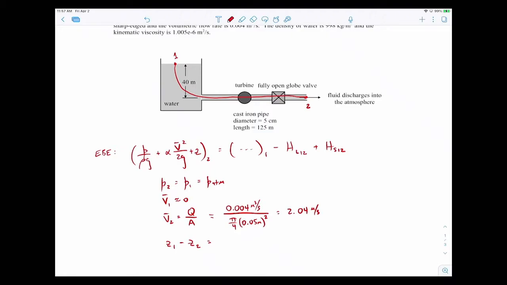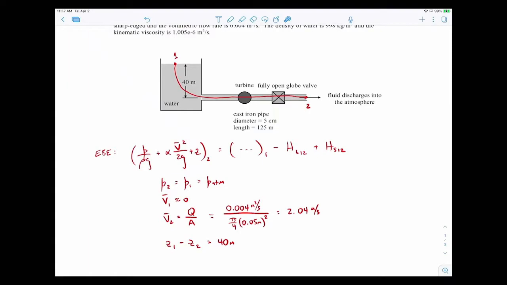What do we do for that? It's given as 40 meters. From the picture you can see it's 40 meters. It's just Z1 minus Z2. You can see the distance is 40 meters. One other thing that I didn't put is I didn't talk about this alpha.